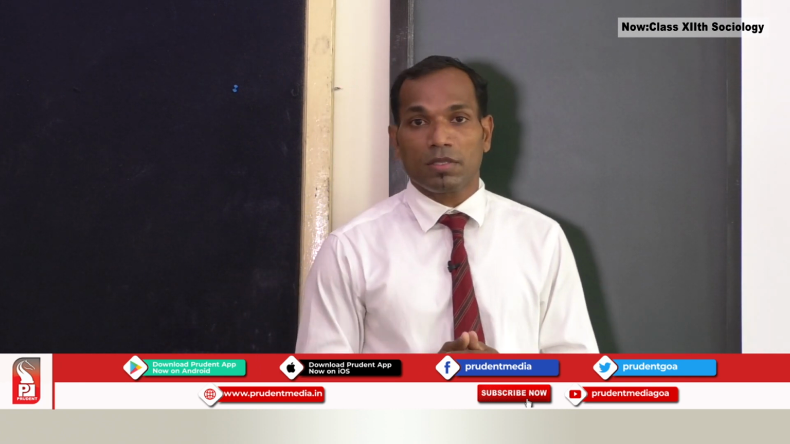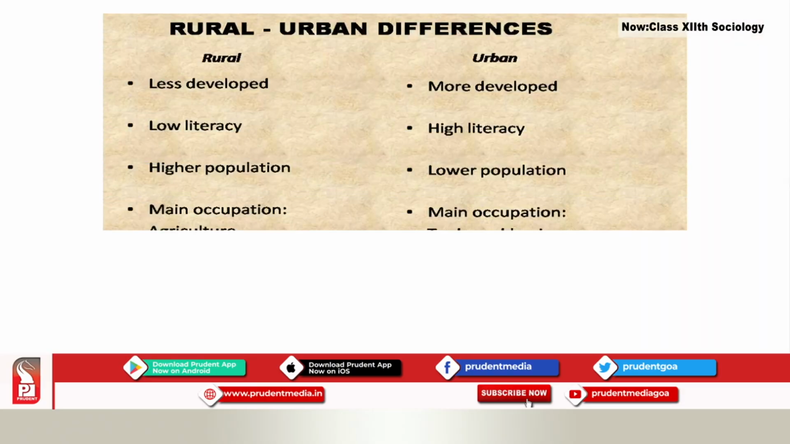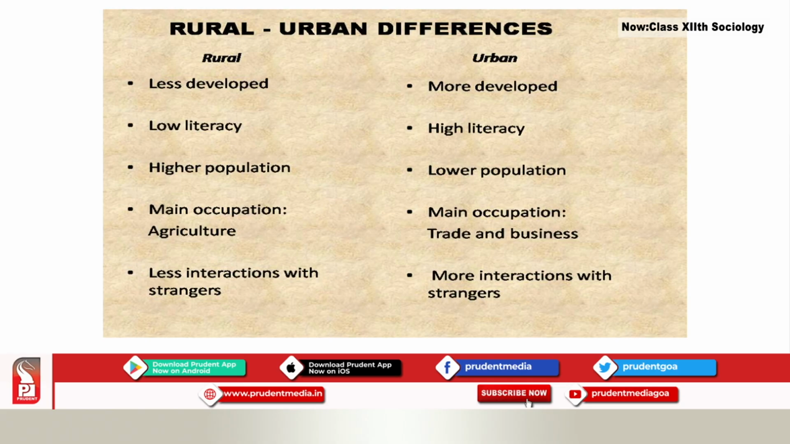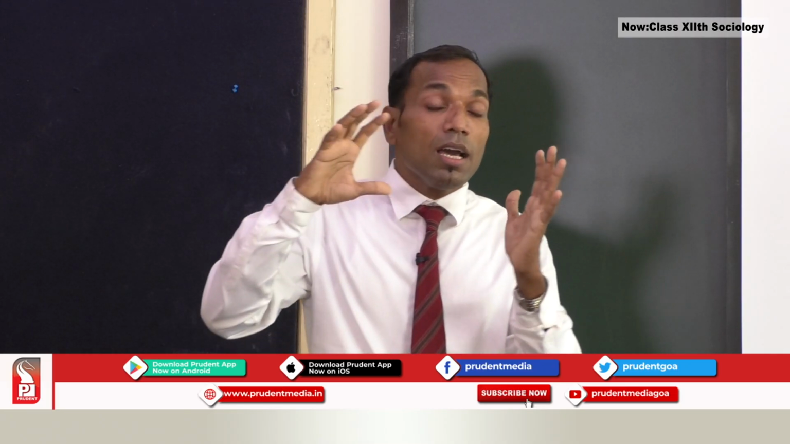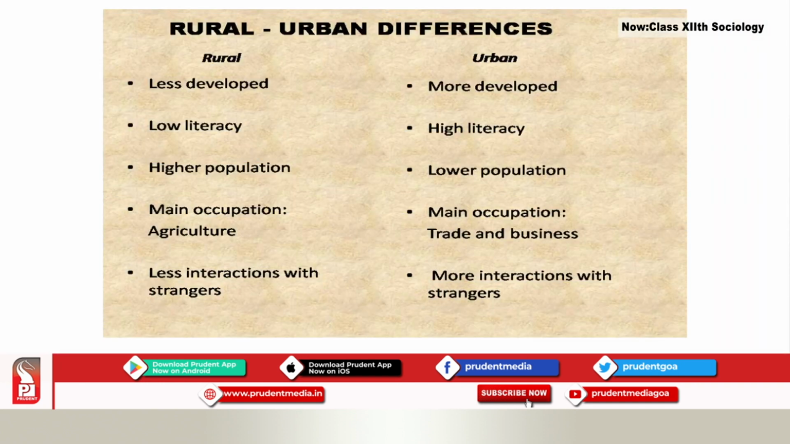Sometimes the poor people cannot afford to send their children to school, maybe because they are suffering with financial problems. So the literacy remains very low in the rural areas. The next difference we can see is that there is a high growth of population in rural areas and less population in the urban areas. India is a land of villages.